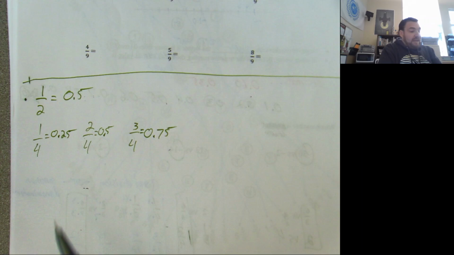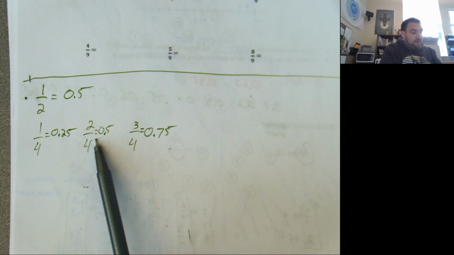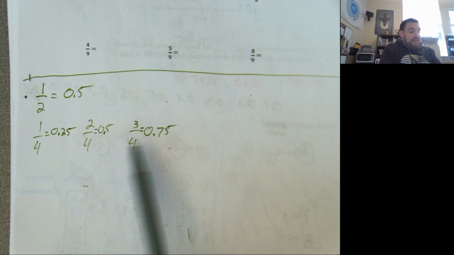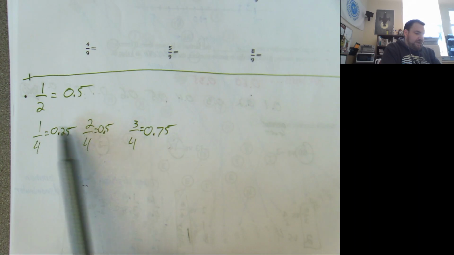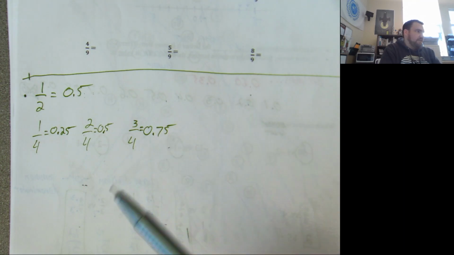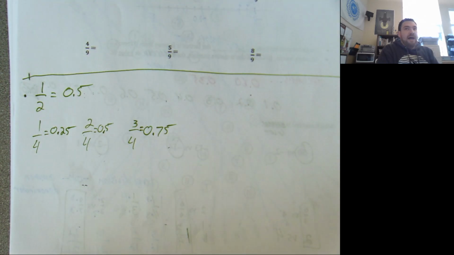Okay, so if a quarter is a half of a half, well, that's going to be 0.25. To get 3/4, well, that's just 2/4 and 1/4 together. 3/4 is 0.75, or if you guys use change, 3/4 is 75 cents. Yes, I agree.